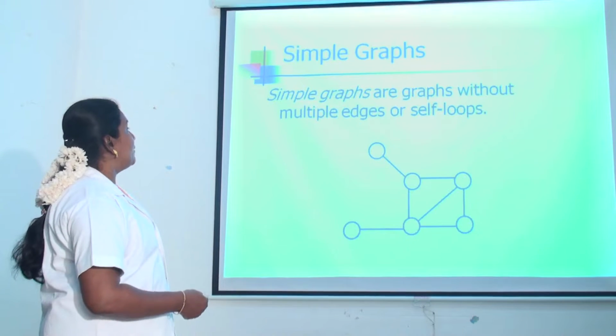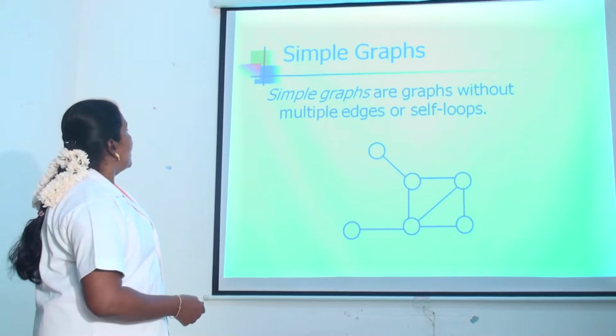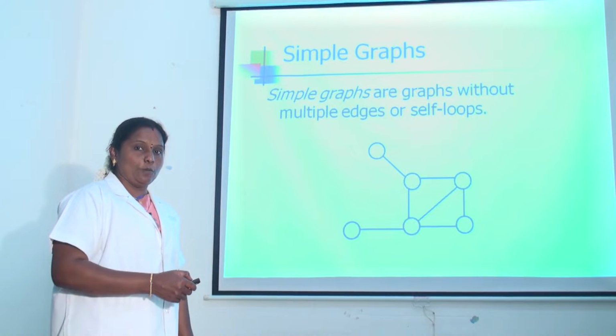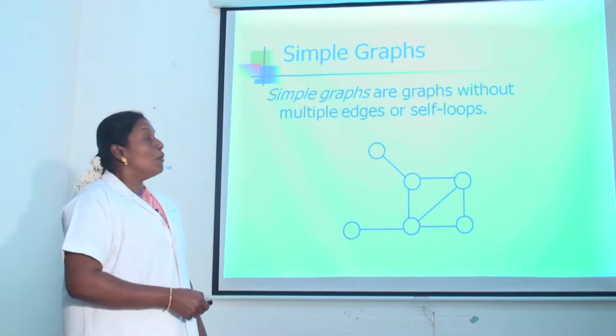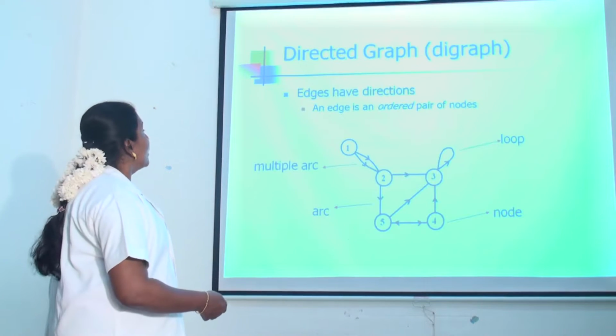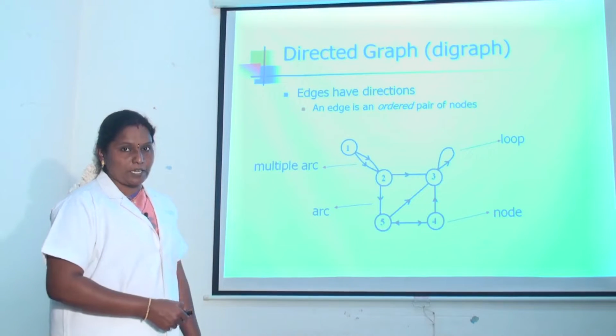Okay, it is a simple graph. The next one is simple graphs, or graphs without multiple edges and loops. What is a simple graph? A graph without multiple edges and loops is a simple graph.